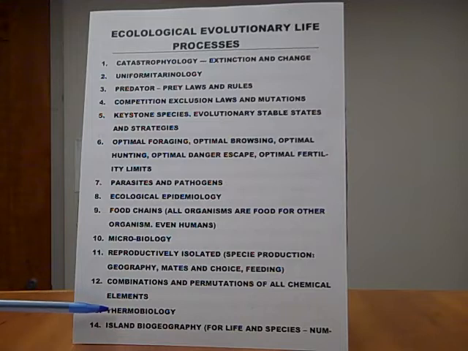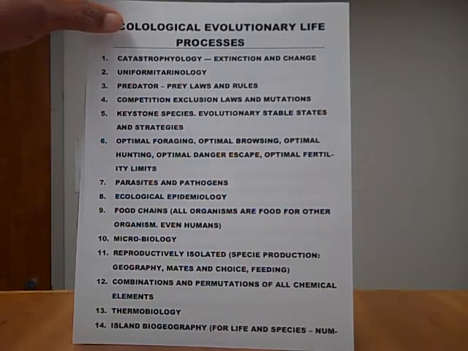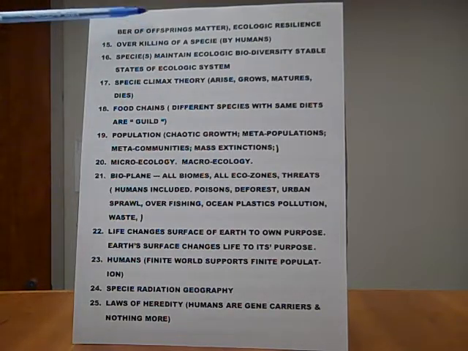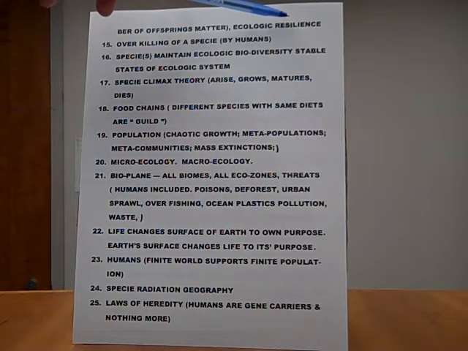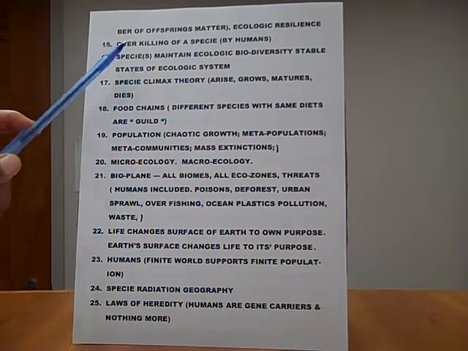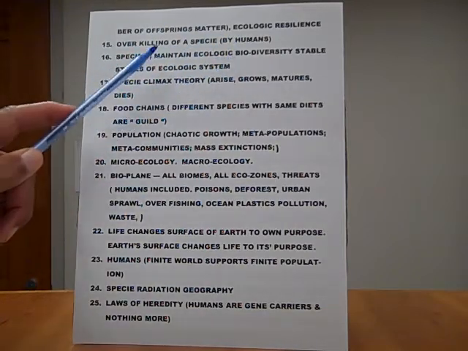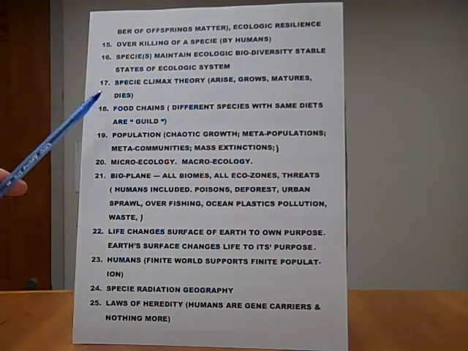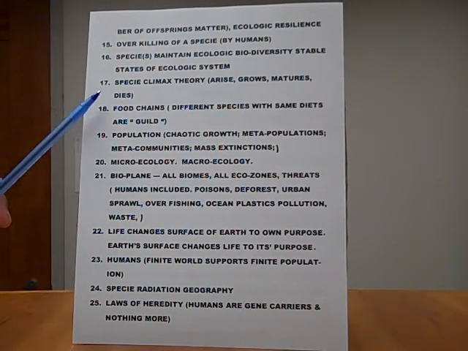Number 13, thermobiology. Number 14, islands, like Hawaii and so forth, island biogeography for life and species. Number of offspring in this case matters a great deal. Ecologic resilience also matters a great deal. Number 15, overkilling of a species by humans. 16, species maintain ecologic biodiversity, stable states of ecologic system. Number 17, species climax theory: arise, grows, matures, dies.